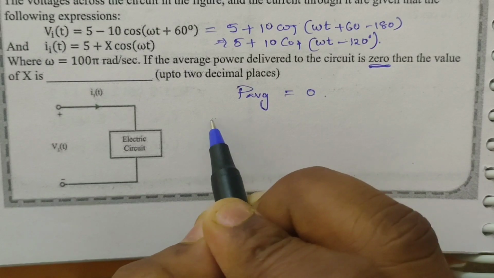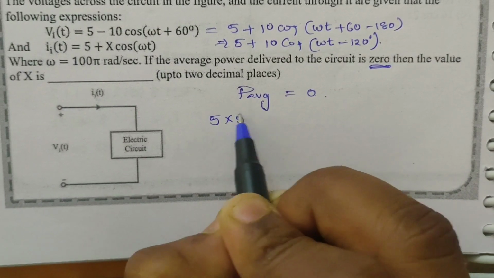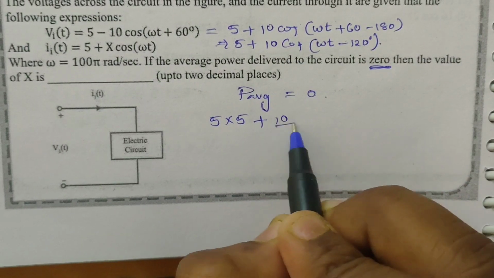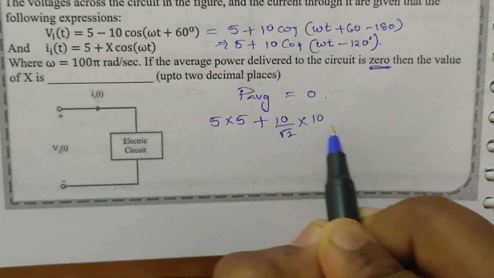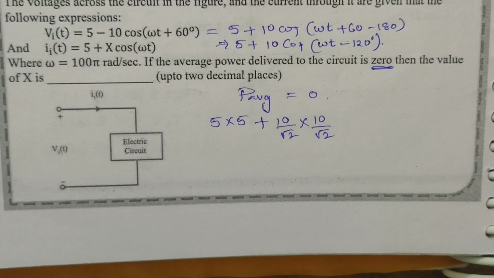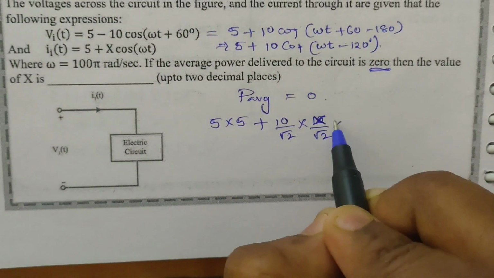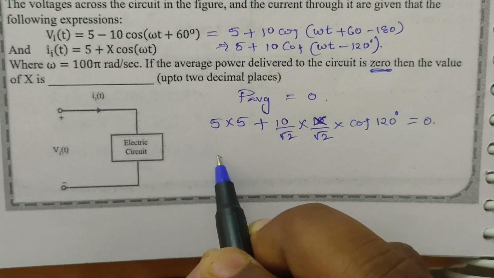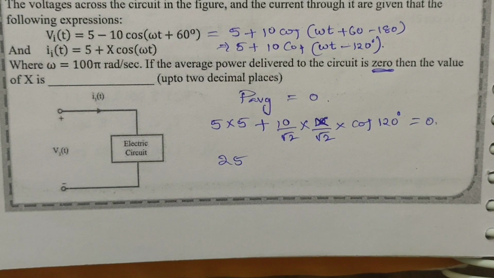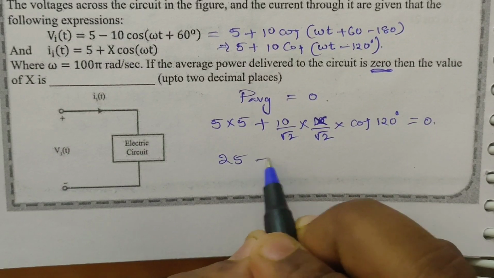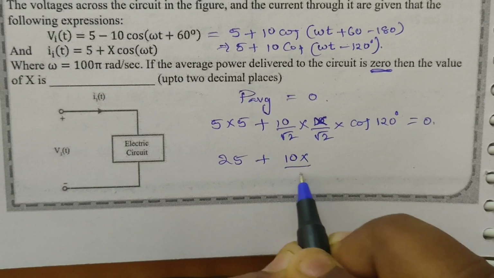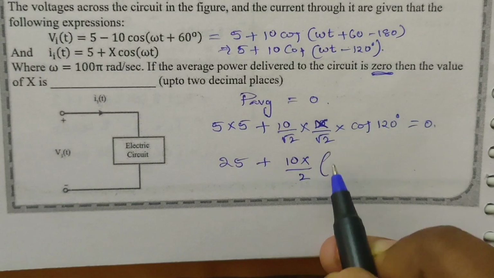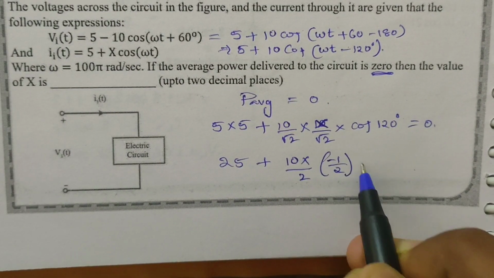You can write average power as 5 into 5, plus the cos term, 10 by root 2 into 10x by root 2 into cos 120 degrees, which is equal to 0. That is 25 plus 10x by 2, and cos 120 is minus 1 by 2, which is equal to 0.